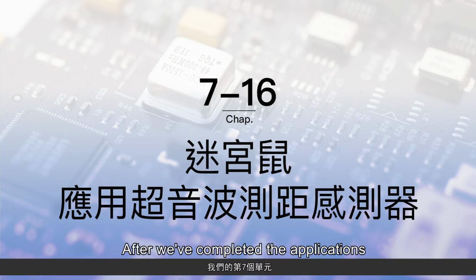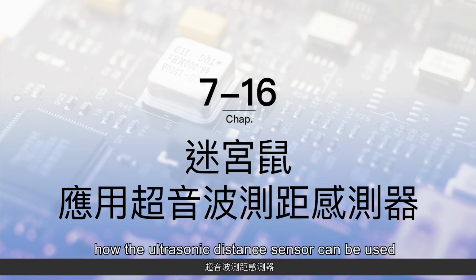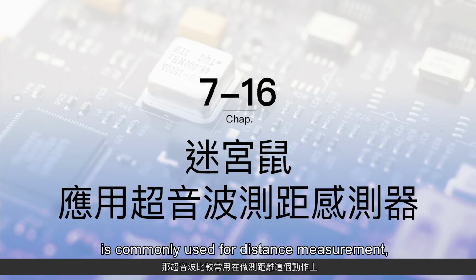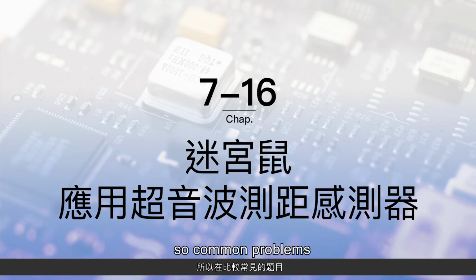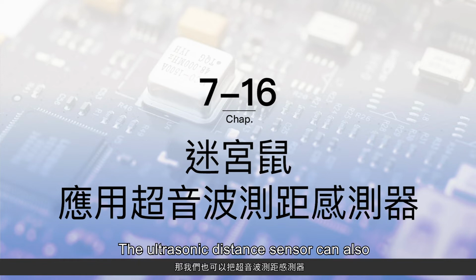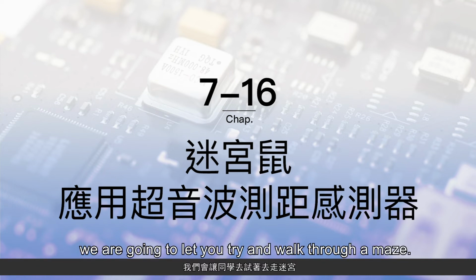Hello everyone! After we've completed the applications of the infrared sensor in Unit 7, we're going to talk about how the ultrasonic distance sensor can be used in applications. The ultrasonic sensor is commonly used for distance measurement. Common problems include having an obstacle in front that is anticipated by the sensor. The ultrasonic distance sensor can also be used in the walkthrough of mazes. In our following activities, we're going to let you try and walk through a maze.